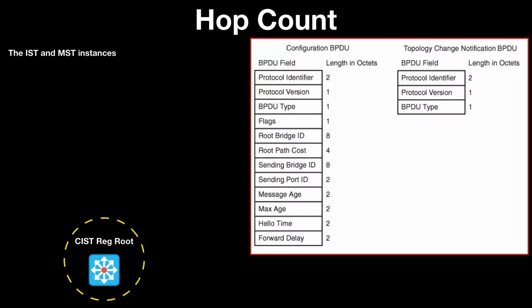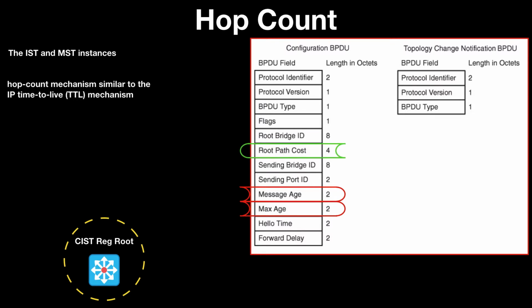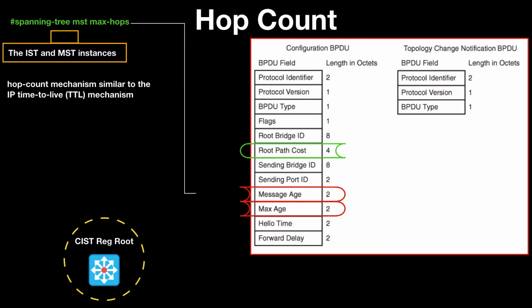Hop count. The IST and MST instances do not use the message age and maximum age information in the configuration BPDU to compute the spanning tree topology. Instead, they use the path cost to the root and a hop count mechanism similar to the IP time to live (TTL) mechanism. By using the spanning-tree mst max-hops command, you can configure the maximum hops inside the region and apply it to the IST and all MST instances in that region. The hop count achieves the same result as the message age information: it triggers a reconfiguration.